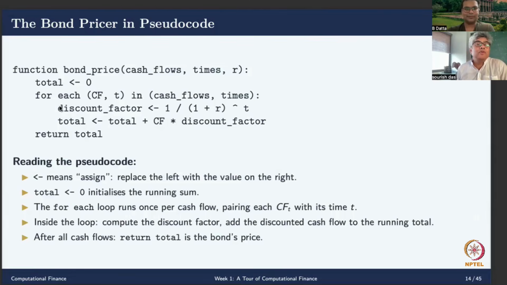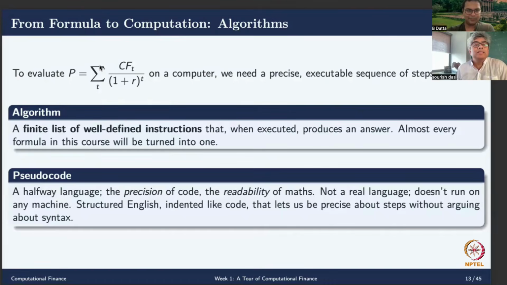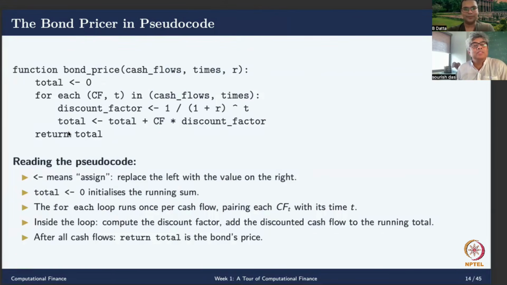And you keep doing it for each cash flow. So this loop is basically for this sum. Once you are done, you return the value of the total. That is your present value. So this is the algorithm, or the pseudocode, that you can think of. Then we can take this same spirit, write it in Python, write it in R, and assign it to the students as homework.